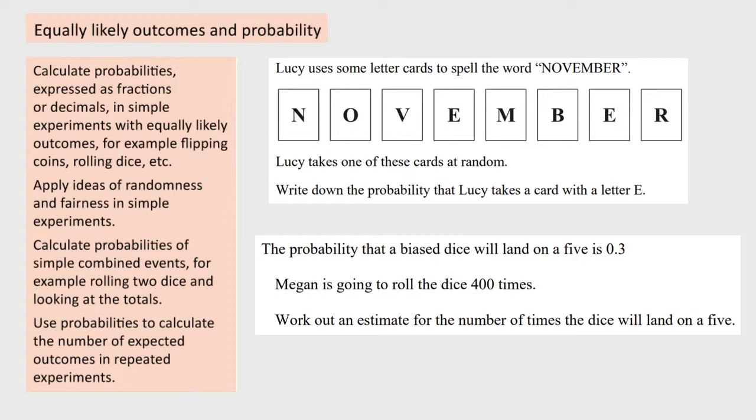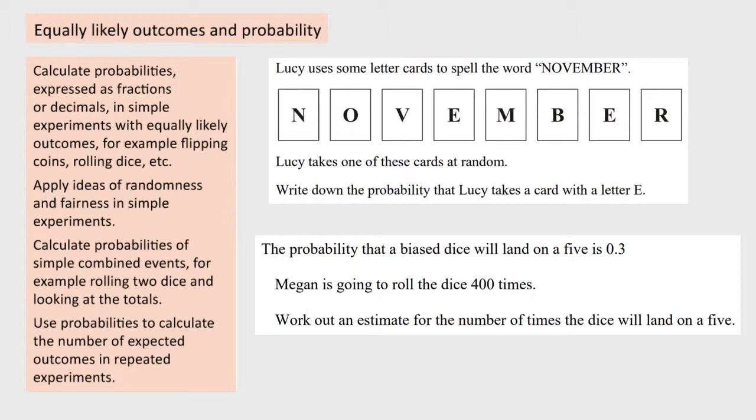So when we're looking at the probability that she takes a card with an E, the numerator will be the number of E's that there are, and the denominator will be how many cards there were to choose from altogether. Now in this case, it would certainly be easier to use a fraction to start with rather than going straight in for a decimal, and that's what most basic kind of questions on probability are going to want you to do.